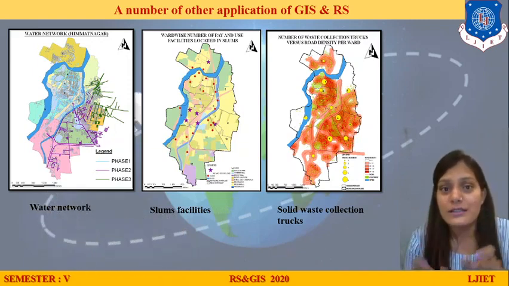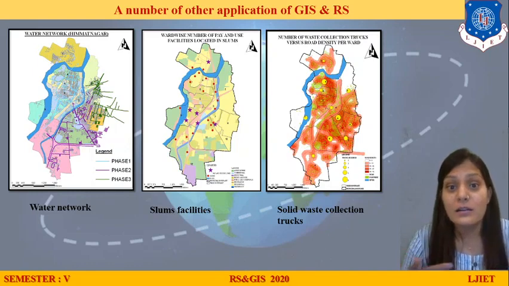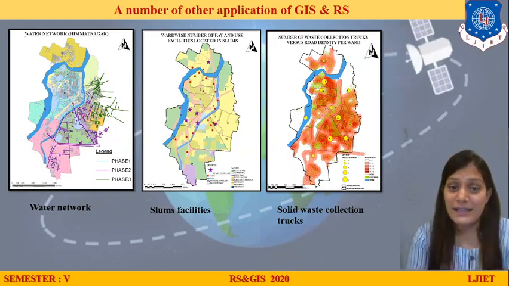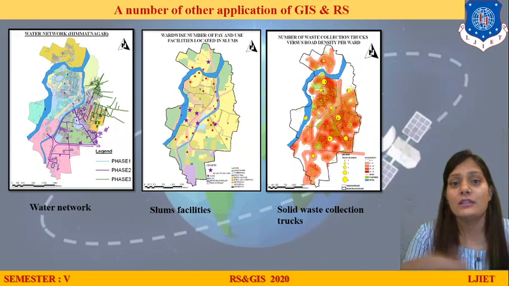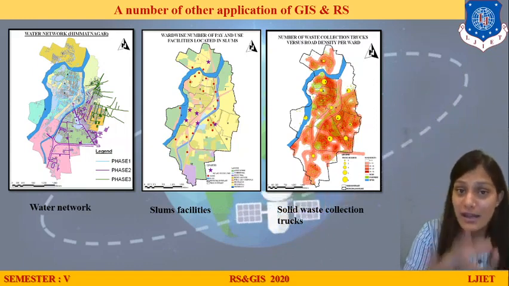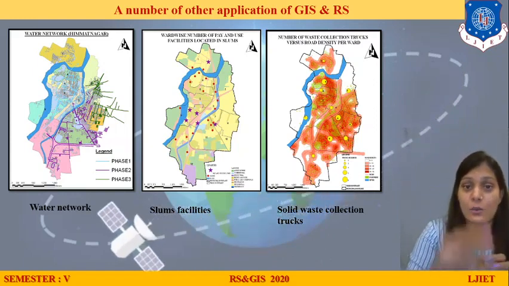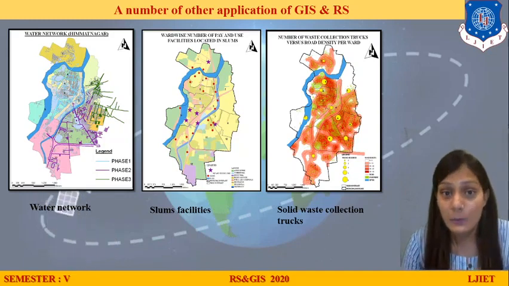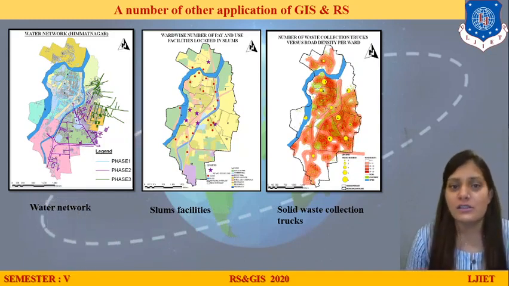The lines which you can see here are a vector map made by the digitization process. Then I have done all the analysis and tool applications on it, and just by having the locations I have decided where the pay and use facilities should be given, right? So this is an application of GIS.